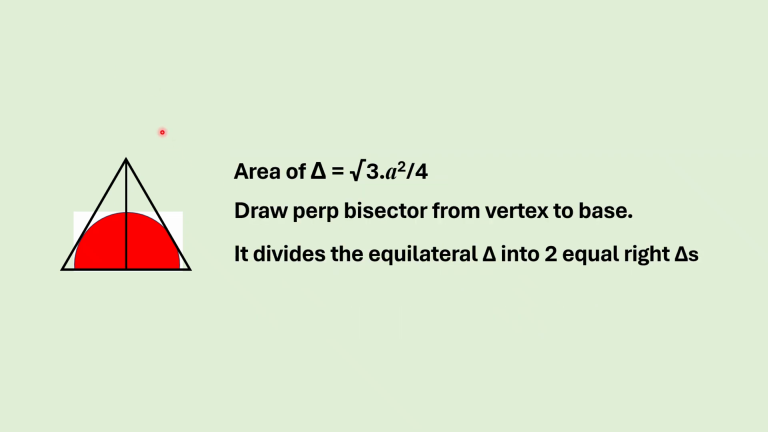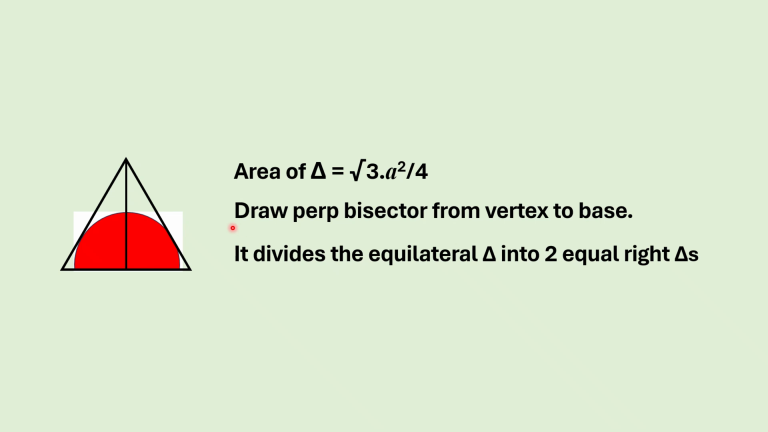Now draw the perpendicular. You can see the blinking line. Draw the perpendicular bisector from the vertex to the base. Because it is an equilateral triangle, this perpendicular bisector will divide the triangle into two equal right angle triangles. This can happen only in the case of equilateral and isosceles triangles.